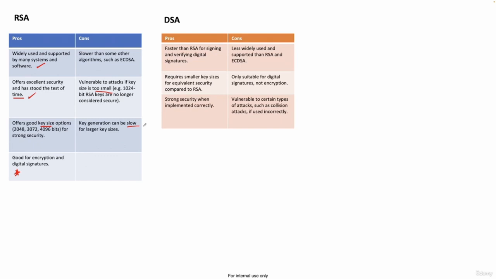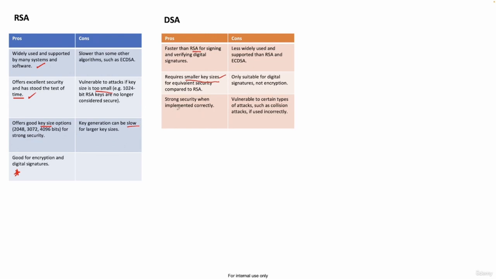Then we looked at the DSA algorithm, right? So what are the pros with DSA? It says it's faster than RSA, but remember, it is actually used for signing and verifying digital signatures, unlike RSA, which is used for encryption and digital signatures. The good thing about DSA is it requires smaller key sizes. So you can use smaller key sizes compared to the equivalent security with RSA, right?